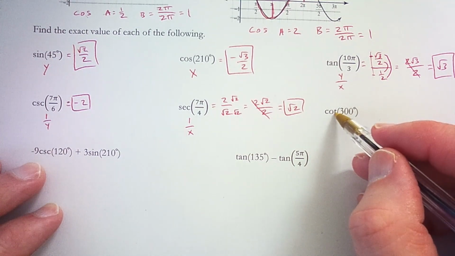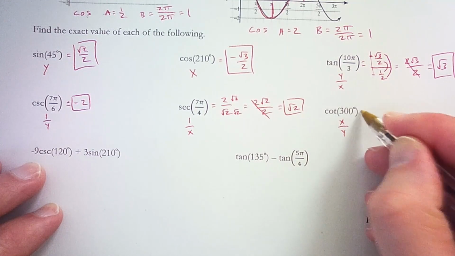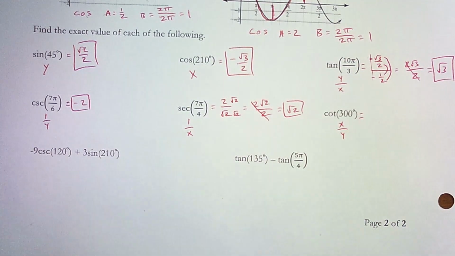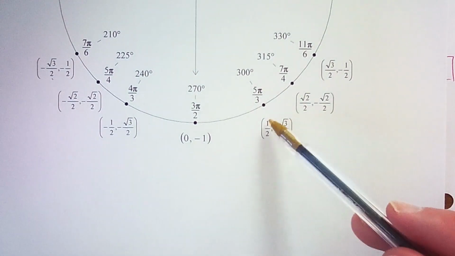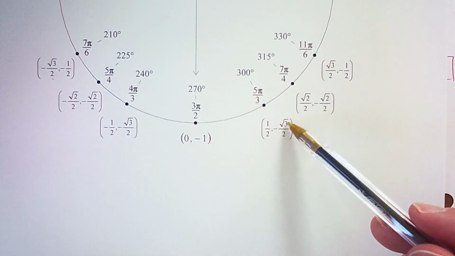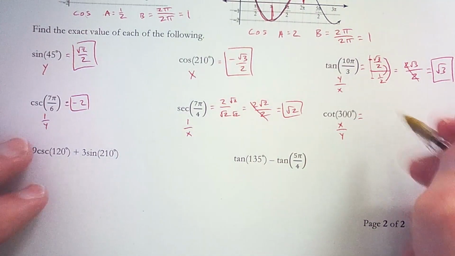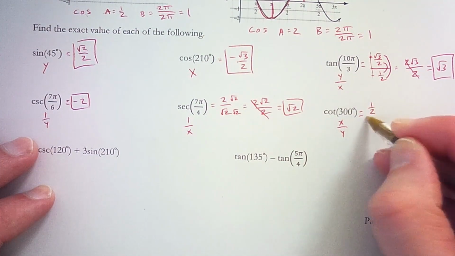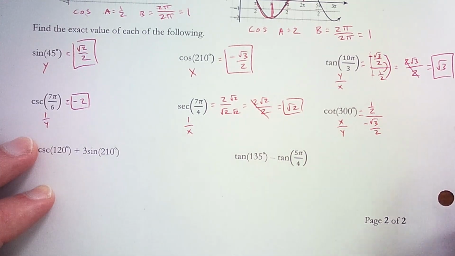And then cotangent 300, that's the reciprocal of tangent, so it's x over y. So we'll find 300 degrees, and we'll put x over y. So that's 1/2 over negative root 3 over 2. So cotangent 300 is 1/2 over negative root 3 over 2.